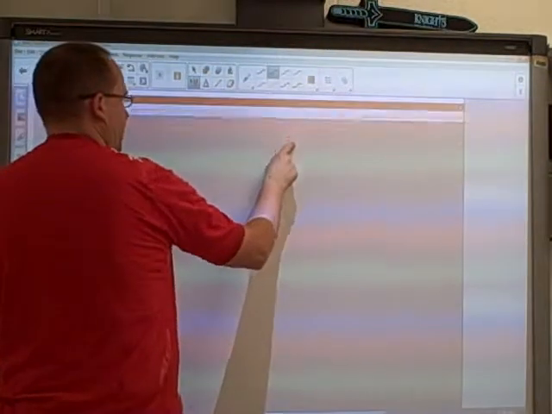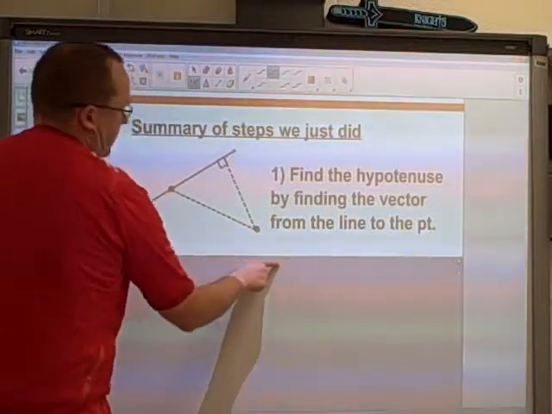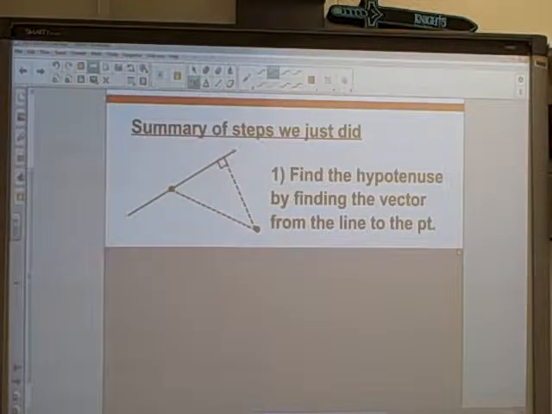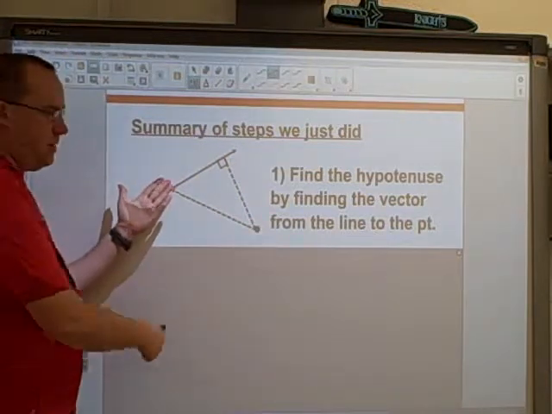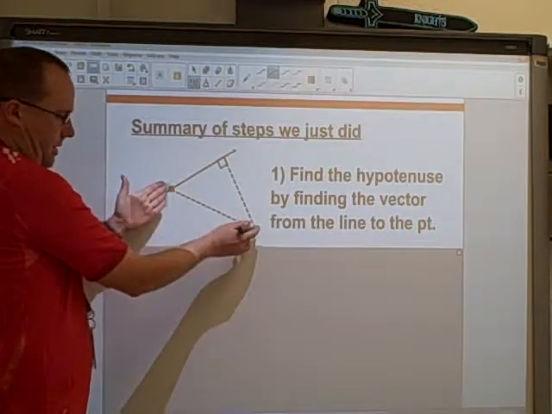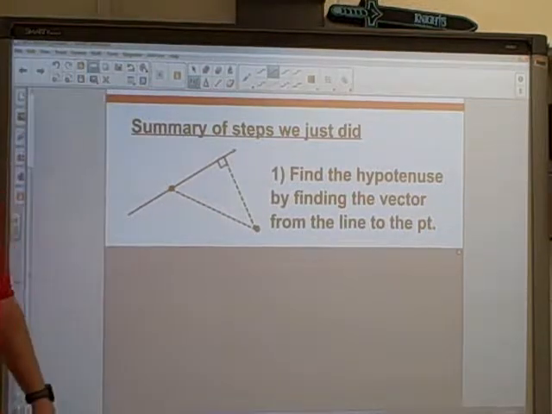So let's take a look at what we actually just did in that question, because there were a lot of things that we did. The first thing we did is find the hypotenuse by finding the vector from the line to the point. So we needed a point that lay on the line, we were given a point, and then we found that length there. That was the first part of this question.